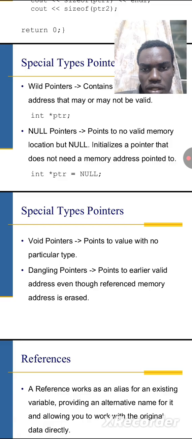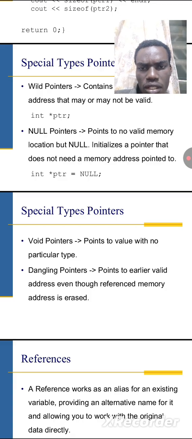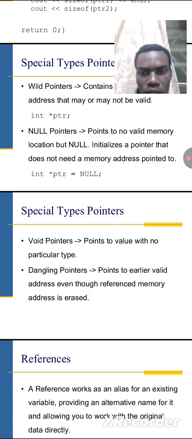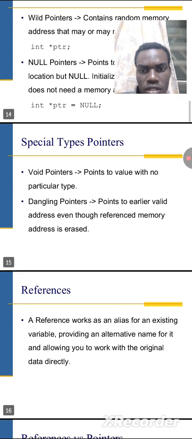Another special type is the void pointer. It points to values with no particular type. The dangling pointer points to an earlier valid address even though the referenced memory has been erased.